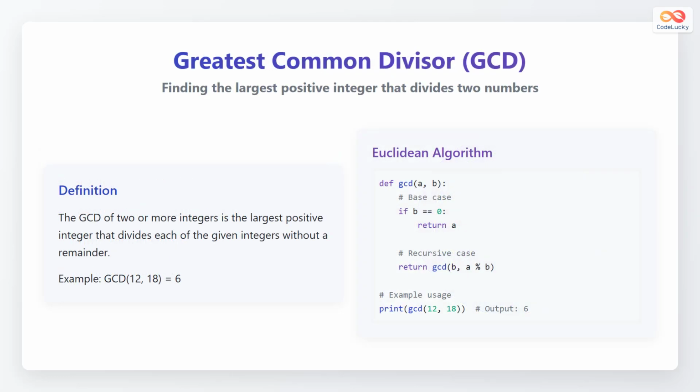Let's start with the greatest common divisor, often abbreviated as GCD. It involves finding the largest positive integer that divides two numbers. So, what exactly is the greatest common divisor? By definition, the GCD of two or more integers is the largest positive integer that divides each of the given integers without leaving a remainder. For example, the GCD of 12 and 18 is 6, because 6 is the largest number that divides both 12 and 18 evenly.